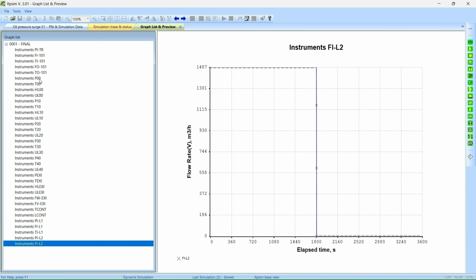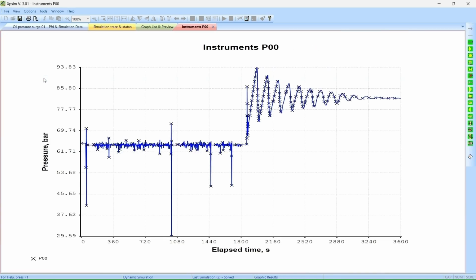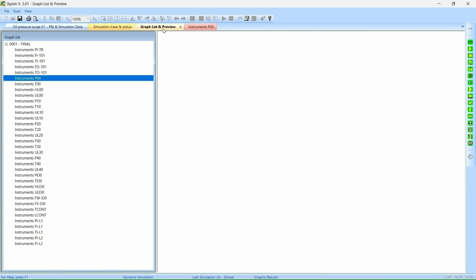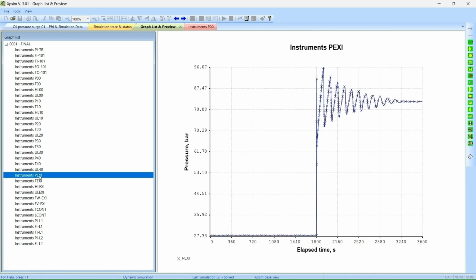Now the graph of the pressure at the pipeline inlet is located. By double-clicking on its line, each graph can be opened in a separate window. Now the pressure graph at the pipeline exit is located and opened.